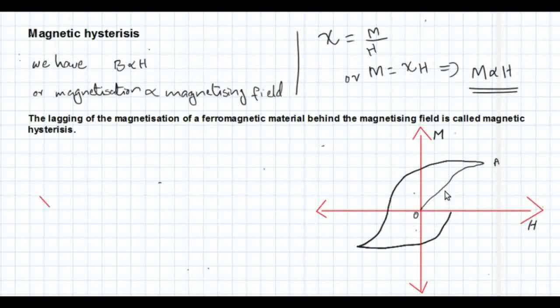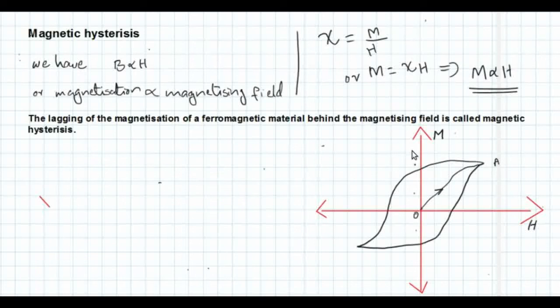Previously it was here in the beginning. At that time it was almost proportional, but at this time it is not proportional. So there is a lagging of magnetization behind the magnetizing field. Magnetization is not taking place along with the magnetizing field, but there is a difference, and this is the magnetic hysteresis.